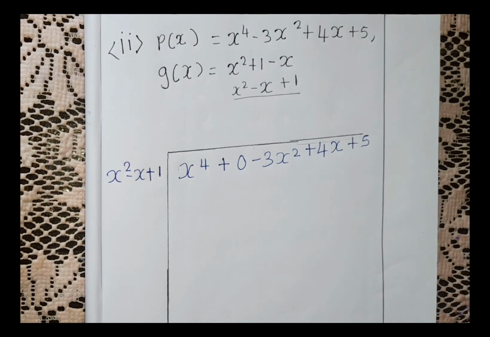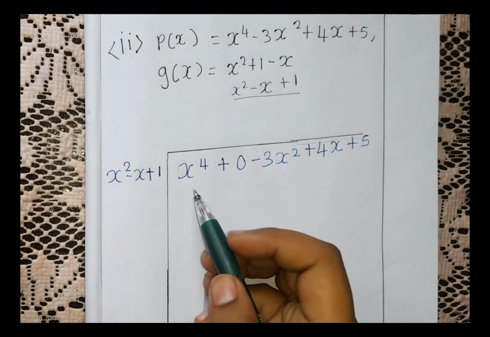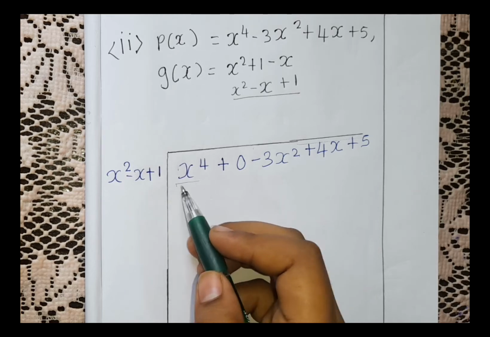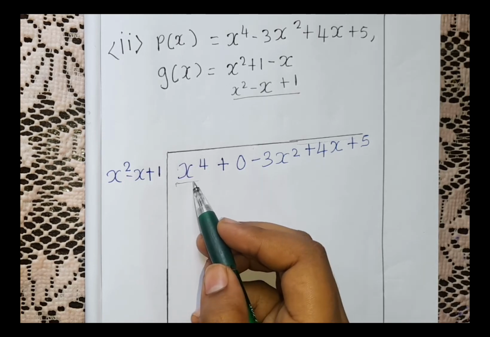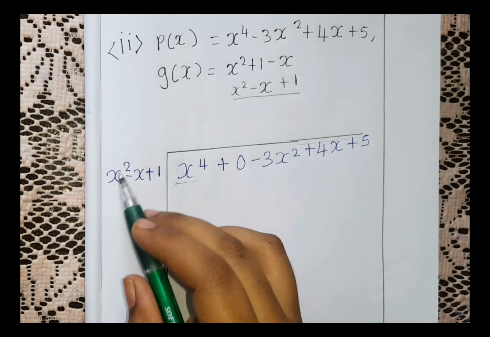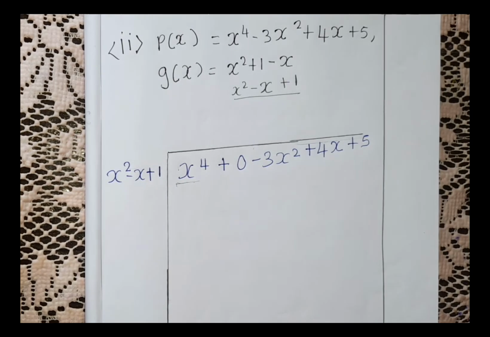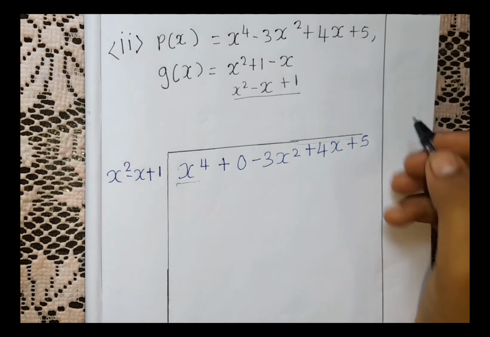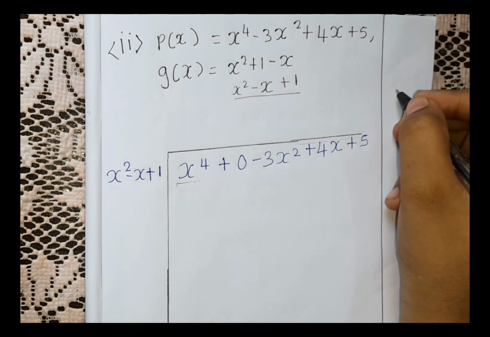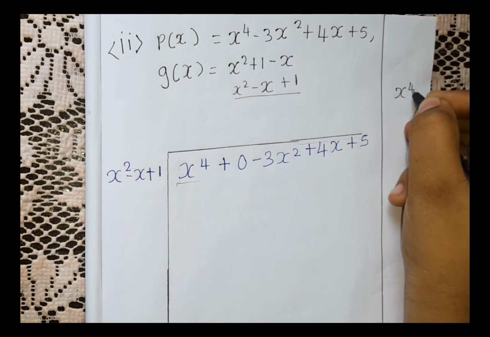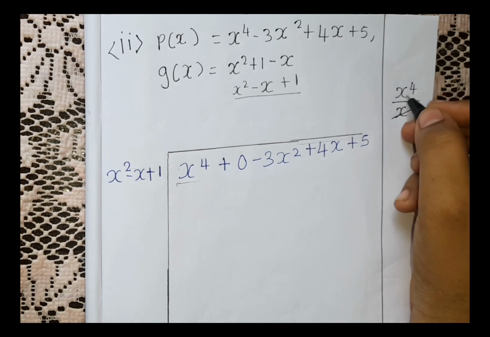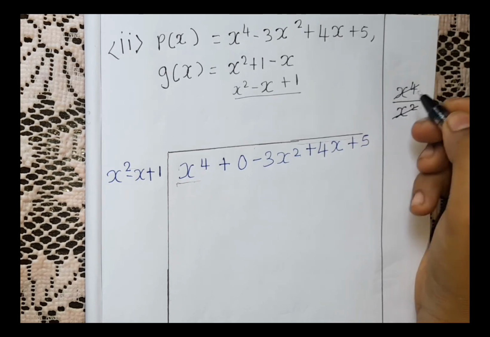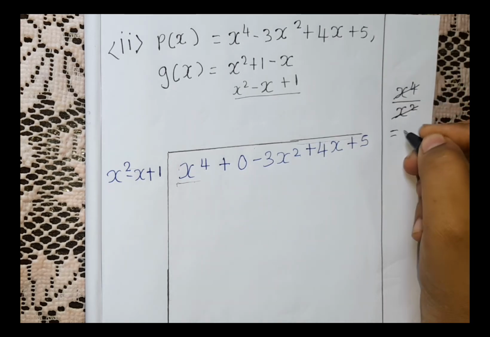Now I'm going to take the first term, x power 4, and here the first term, that is x square. So I just took x power 4 and x square. Here I am cancelling x square, and here also I am cancelling x square. Then we get x square.